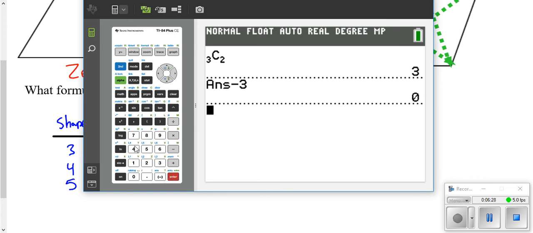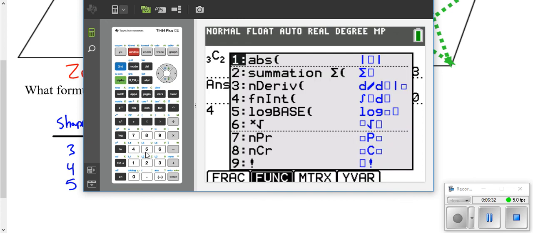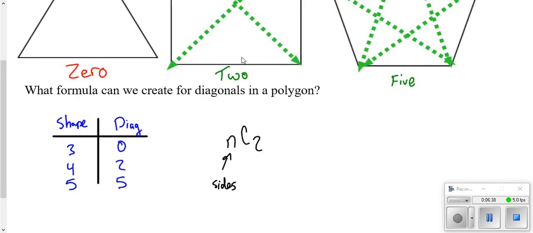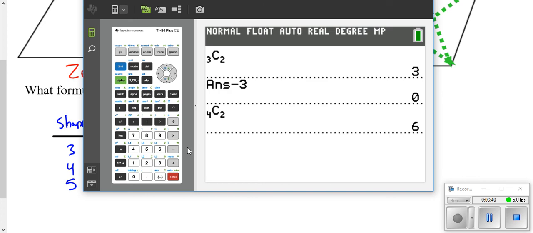Okay, let's check our next shape. We have a four-sided shape, and we're connecting every two corners. We got an answer of 5, but we're expecting an answer of 2. So I'm going to subtract off. How do I get from 6 to 2? I'm going to subtract off 4. There we go.